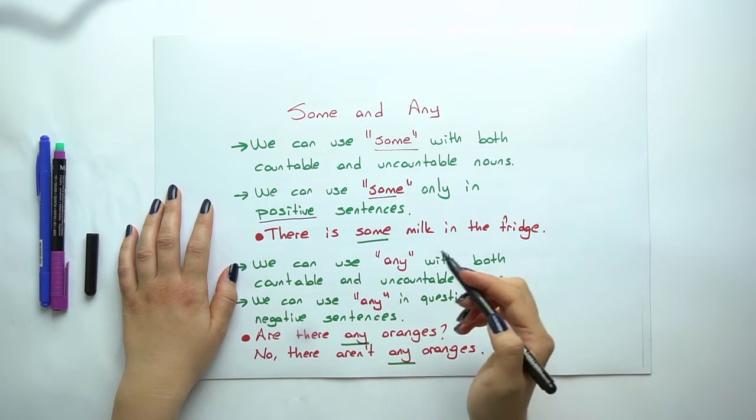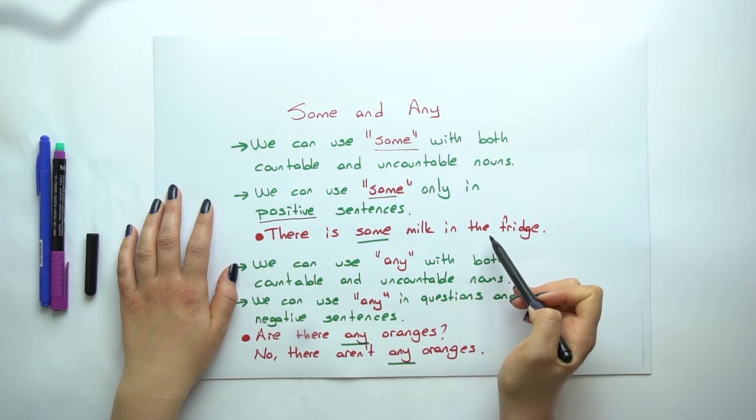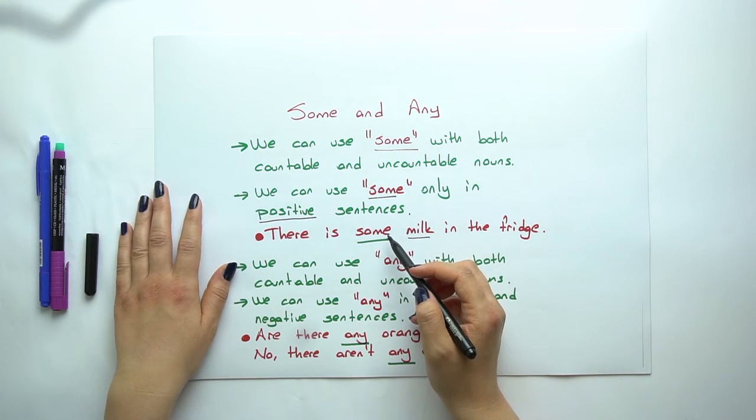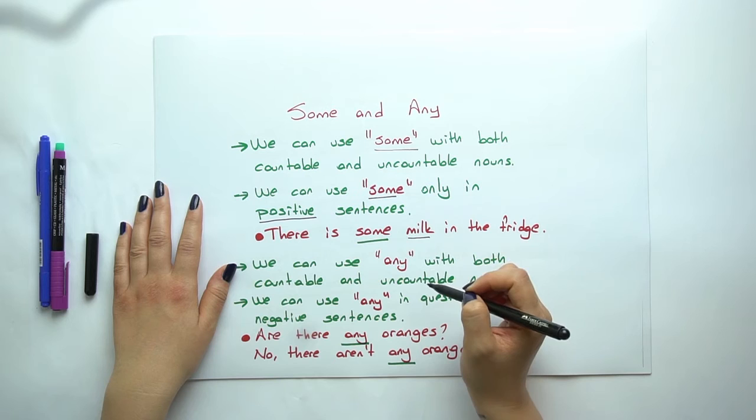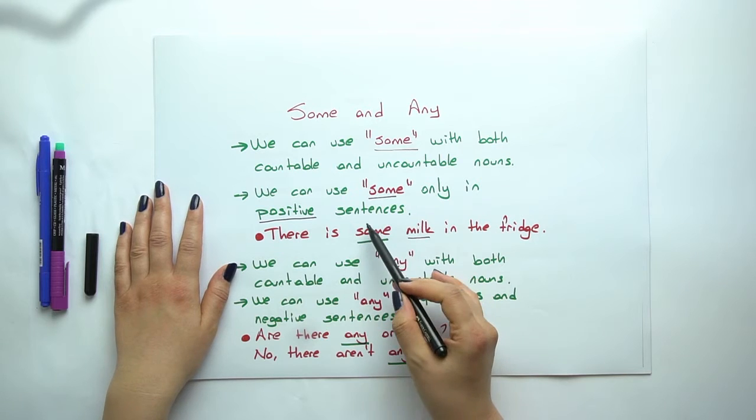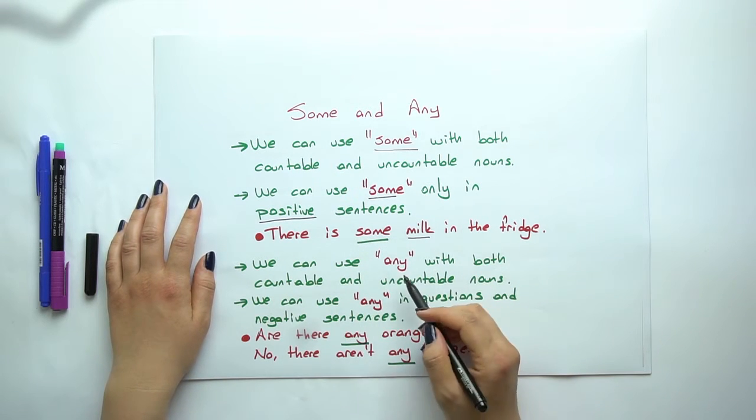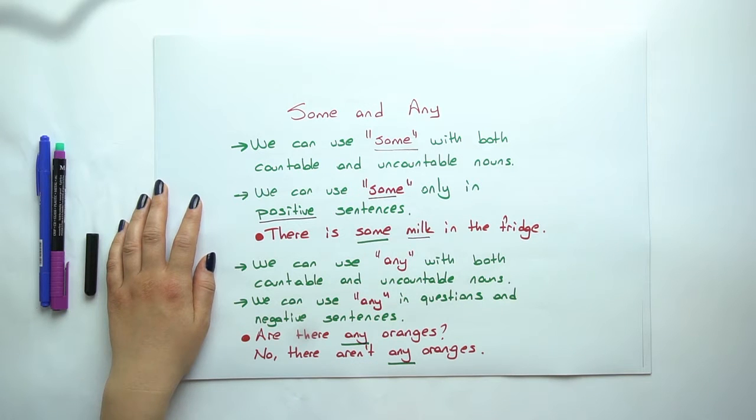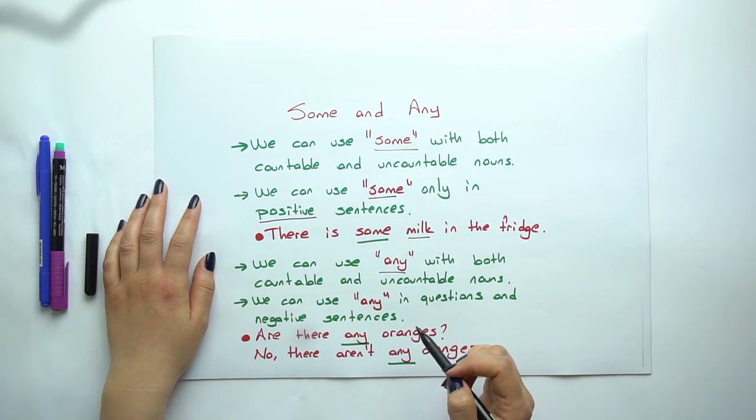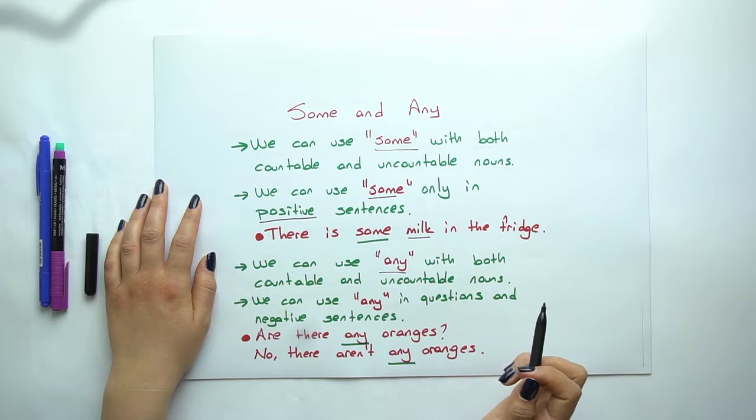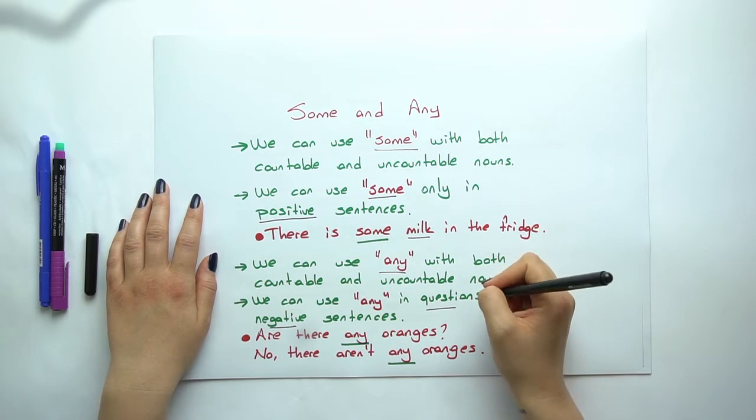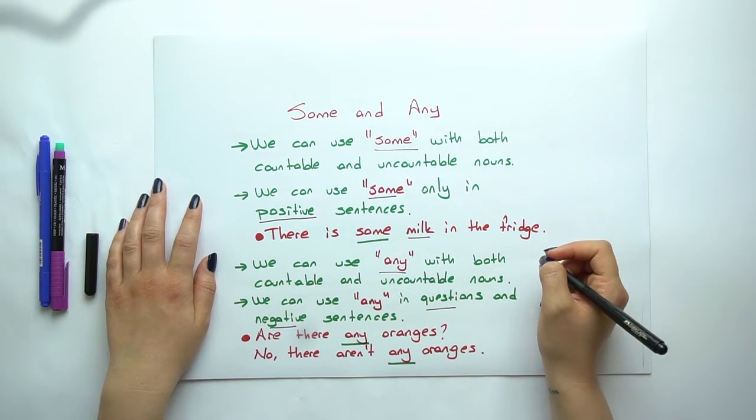We can only use them with positive sentences. Look at this example. There is some milk in the fridge. As you can see, milk is uncountable and we can use some with this noun. And you can see that we use some only in positive sentences. Next one, any. We can use any with both countable and uncountable nouns. But we can use any only in questions and negative sentences. We can't use any in positive sentences.